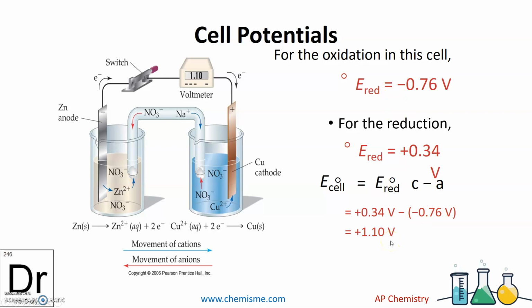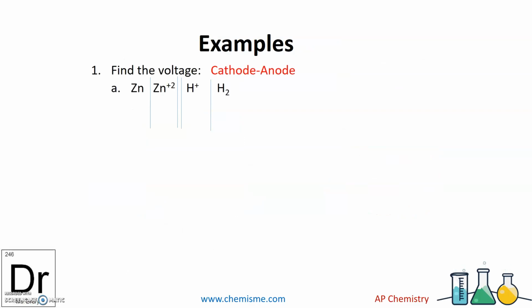1.1 volts. So you remember, you have to think of it one of two ways. Either that you're going to reverse the oxidation and sum them, or if you want to do cathode minus anode, it reverses the anode for you. You're not doing a double reverse, right? Just one negation.